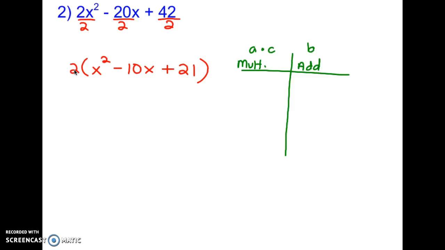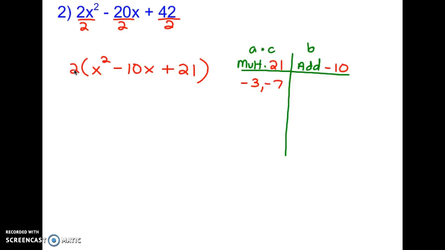So in this problem, in the parentheses, your a times c, I have a 1 in front of x squared times a 21 at the end, so that's 21. And b in the parentheses is negative 10. So I need 2 numbers that multiply to give me positive 21, and the same 2 add to give me negative 10. In this case, negative 3 and negative 7 both multiply to give you positive 21, and the same 2 add to give you negative 10.